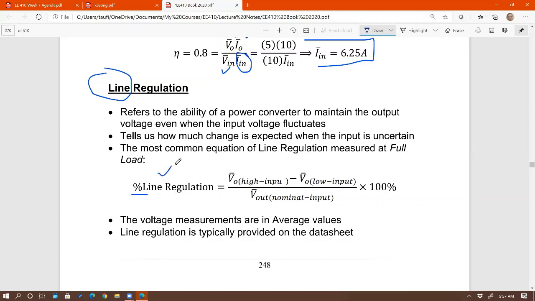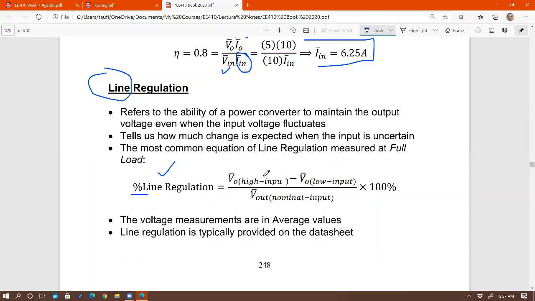So percent line regulation is mathematically defined to be V out average at high input minus V out average at low input, divided by V out average at nominal input. So when you test the prototype that you design or the DC to DC converter that you purchase, this is how you would calculate percent line regulation.